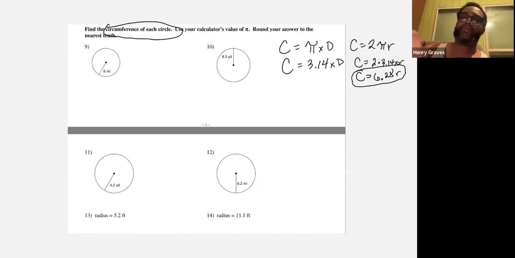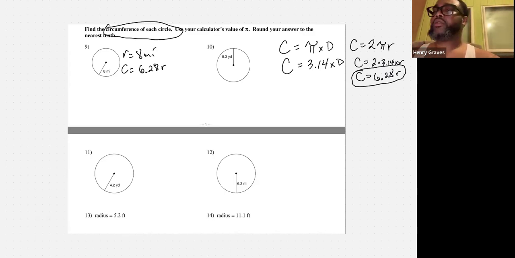No, we need that back there. Yeah, we do. All right. So here I know my radius is 8 miles. I'm going to do circumference is equal to 6.28 r. So I took my r. So my c is going to equal 6.28 times 8. I do my work over here. 6.28 times 8.